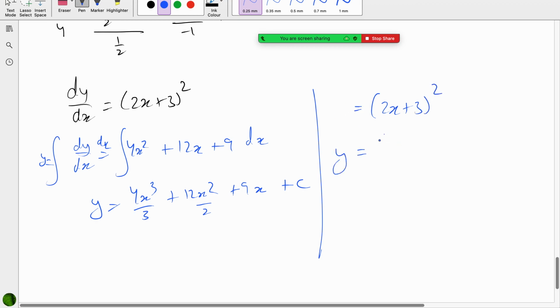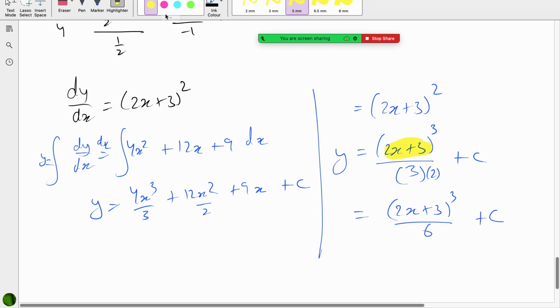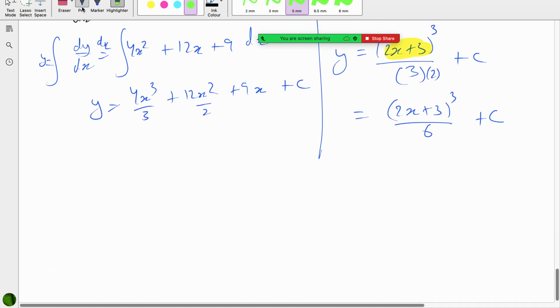So when we integrate it, what do we do? Power plus 1 over new power, and you differentiate whatever is inside the bracket. Differentiation of this part is 2, and divide by 2 again, plus c. So this is 2x plus 3 whole cube over 6 plus c. We always do this differentiation of the base and divide by that. I'll write the general formula.